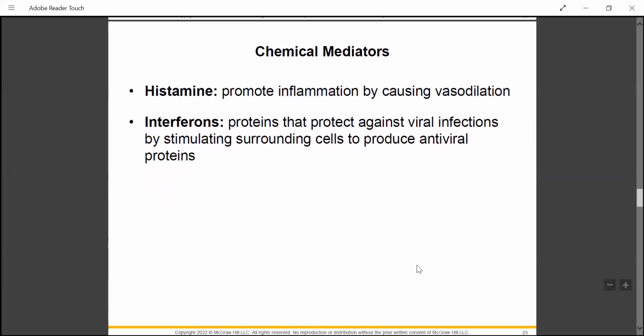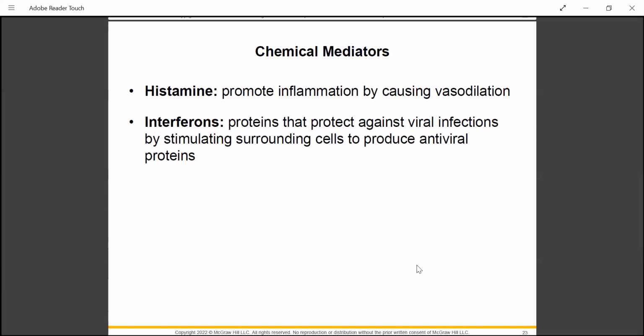Histamine is a very important one. This is a pro-inflammatory mediator, so it's going to encourage inflammation, and it does that by vasodilating, making our blood vessels wider. And remember, that's going to allow more blood flow to that area.